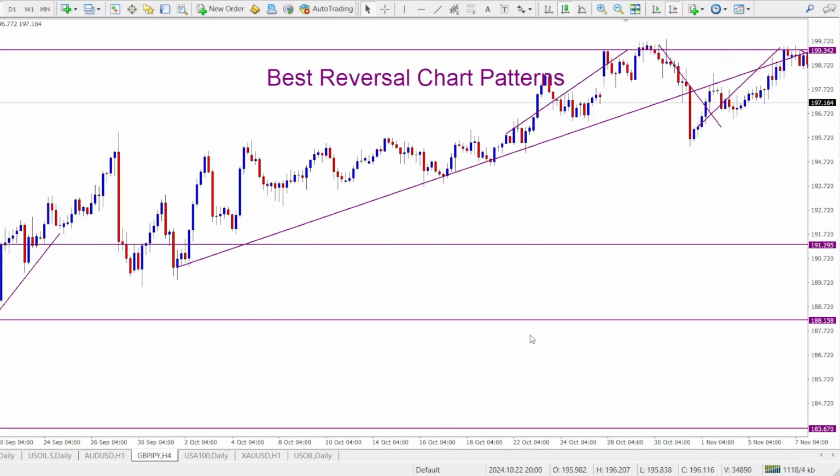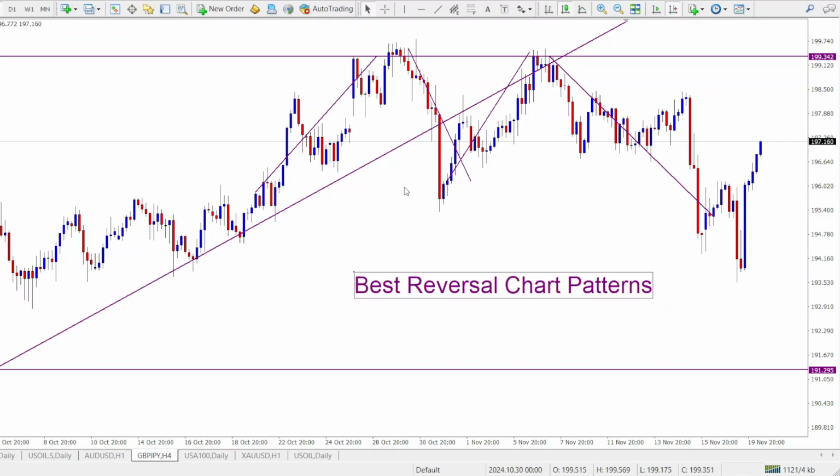A double top, as we can see here, forms when the price reaches a high level twice, but fails to break higher. This is exactly a perfect example of a double top formation. It's a bearish reversal signal that often precedes a downtrend. It leads to a downtrend, as we can see here.